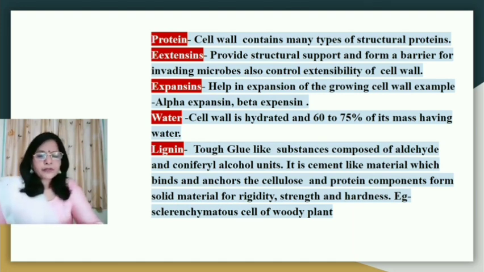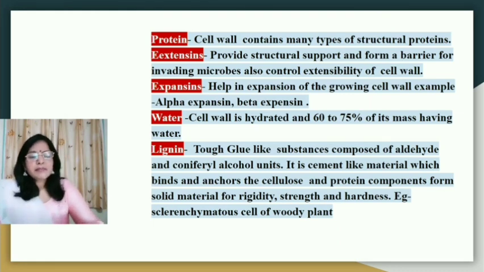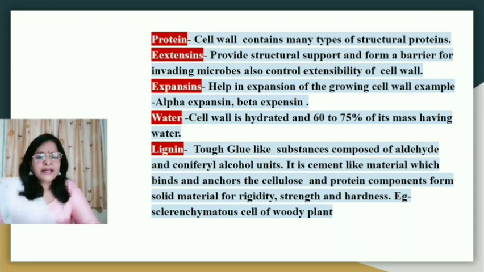Lignin is a tough, glue-like substance composed of aldehyde and coniferyl alcohol units. It is a cement-like material which binds and anchors the cellulose and protein components and provides rigidity, strength and hardness. Example, sclerenchymatous cells of the woody plant.